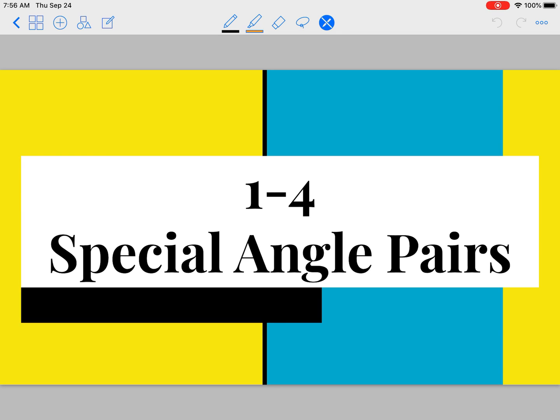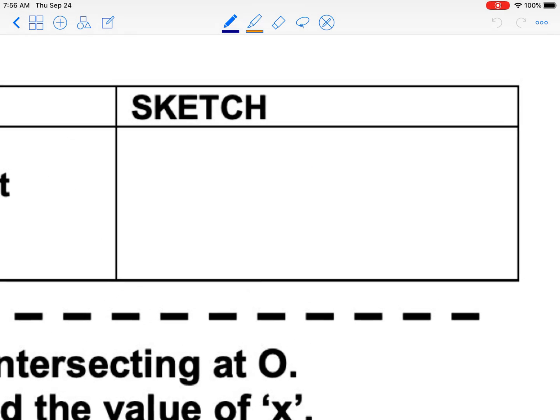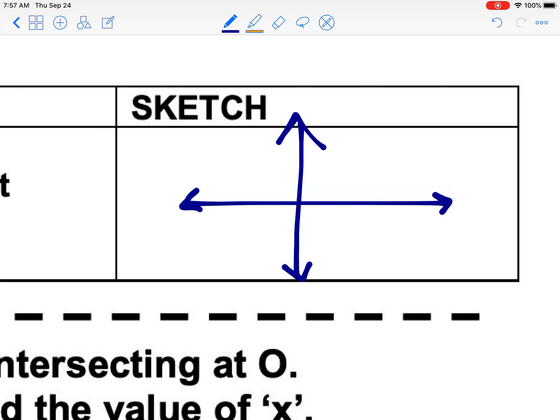Okay, today we're going to talk about special angle pairs. And just as a review, let's talk about perpendicular lines to start. Perpendicular lines are lines that intersect to form four right angles. So when you go to draw your picture, we're going to sketch two lines that intersect, which again means that they cross. But not only do they cross, but they cross and make right angles. You only have to label one. You don't have to label all four. We know that if it makes a right angle, then we know that angle equals 90 degrees, okay?